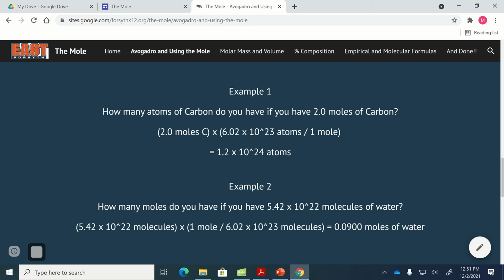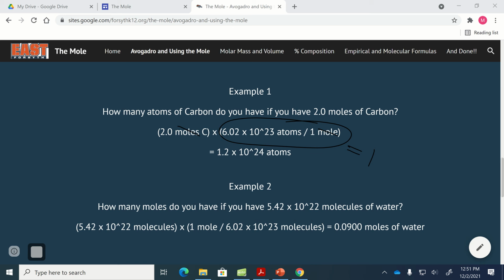So we start off with the number 2 moles. And we're going to multiply that by 6.02 times 10 to the 23rd atoms, divided by 1 mole, because that's what we're saying here. If I actually divided this value here, this equals 1. They are equivalent values. All that I'm doing is changing the unit that I'm using.